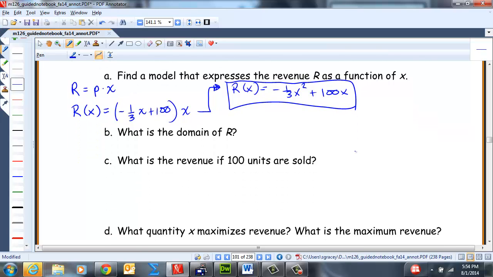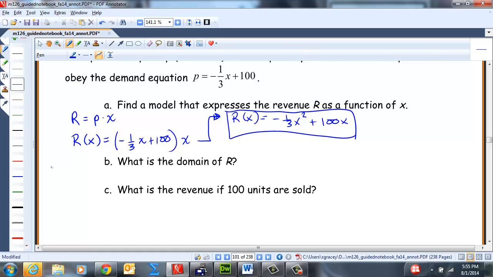Okay, so what is the domain of R? We know that the number of units has to be greater than or equal to zero, and the price has to be greater than or equal to zero. So if we plug in the function of x for price and say that has to be greater than or equal to zero, we will get the upper end of our domain. So negative 1/3 x plus 100, so I'm plugging in that for p, has to be greater than or equal to 0. So this gives us that negative 1/3 x has to be greater than or equal to negative 100. Now, remember, if you multiply by a negative number, you have to flip the inequality. So multiplying by negative 3, we will get x is less than or equal to 300.